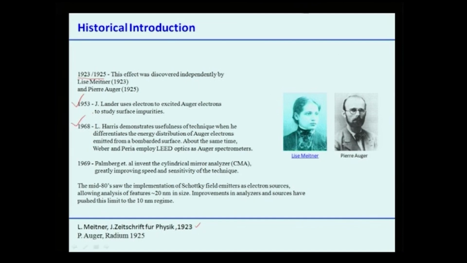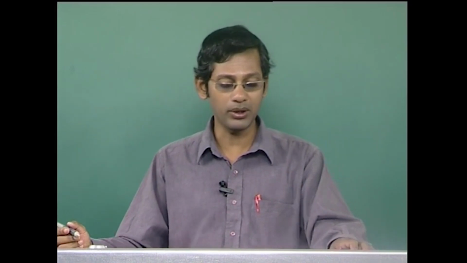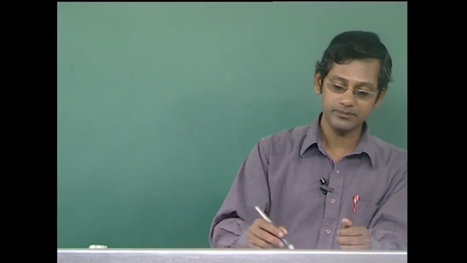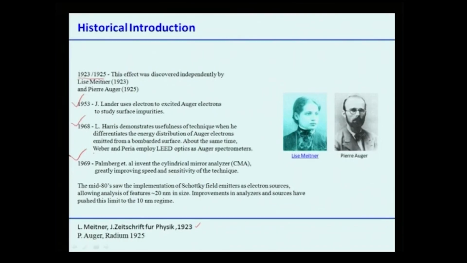LEED, low energy electron diffraction, will be taught by my fellow colleague. So LEED optics can be used as a detection system for Auger, which was done by Weber and Peria. Then in 1969, Palmberg et al. invented the cylindrical mirror analyzer, known as CMA, which greatly improved the speed and sensitivity of the technique.